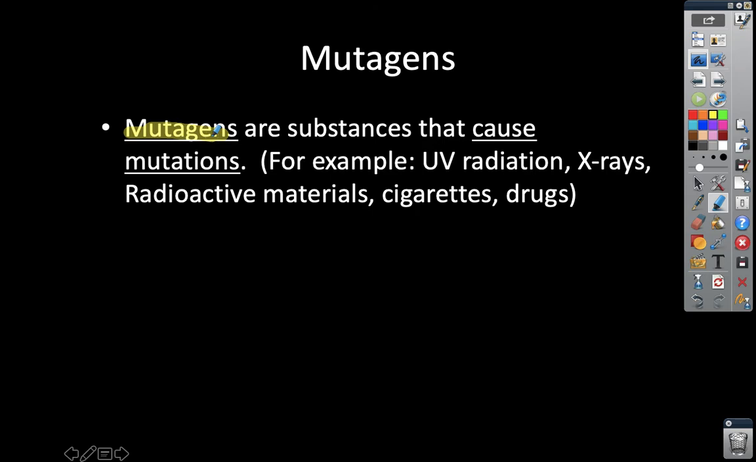So not all mutagens cause cancer, but they can. Some mutagens cause birth defects, and those can lead to those changes in your chromosome number and chromosome structure. So just make sure you remember that a mutagen is anything that can cause a mutation, and you already know some examples from when we did our unit on cancer.